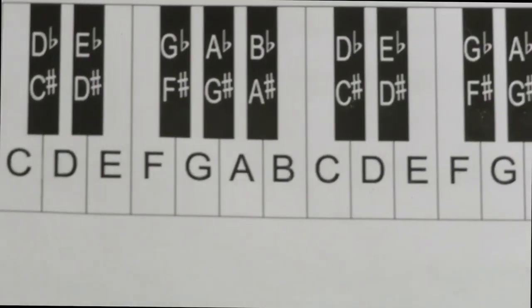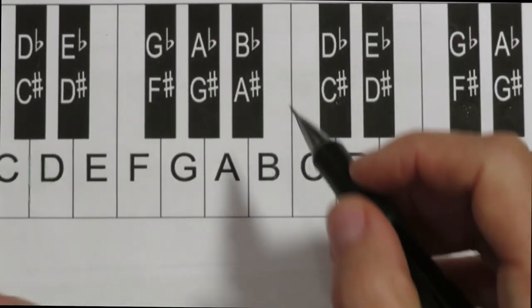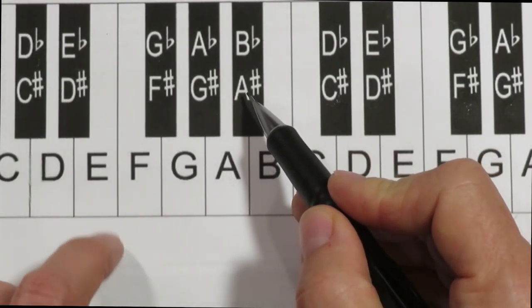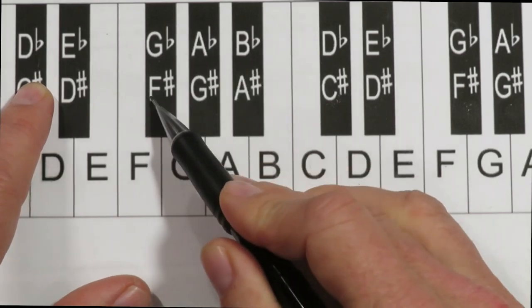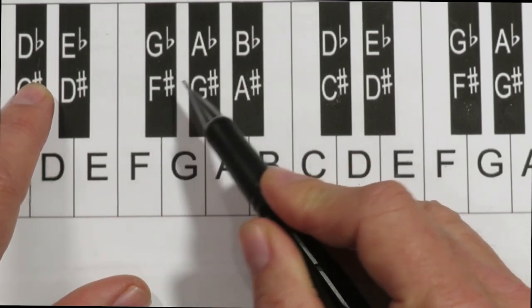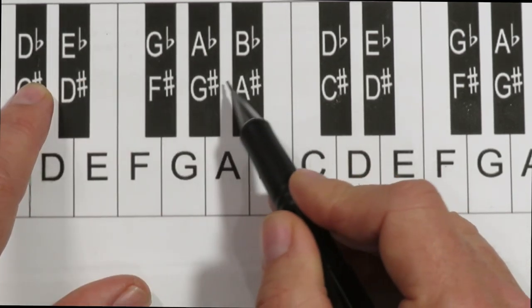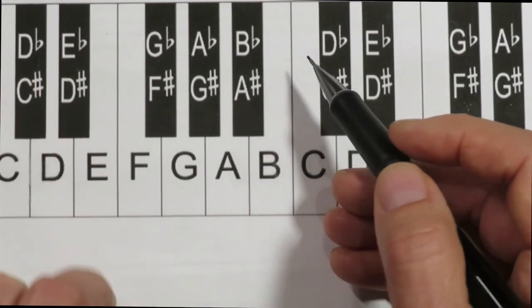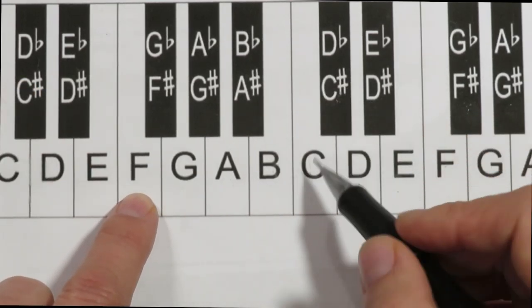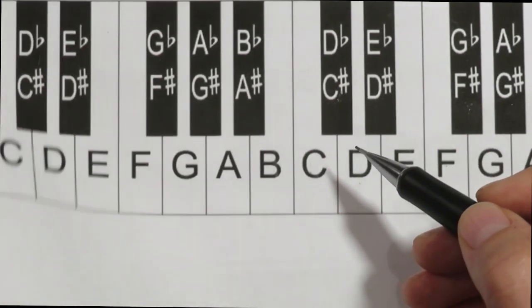So those would be B, E, A, D, G. Basically all the black notes. Okay. So those are our five flats in D flat major. So we'll have the F natural and the C natural.